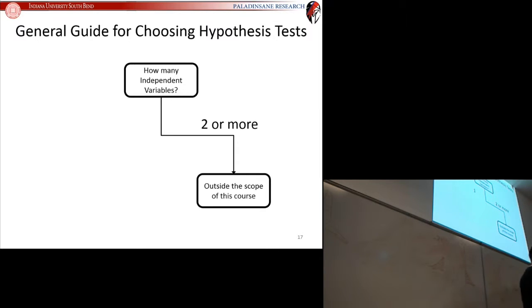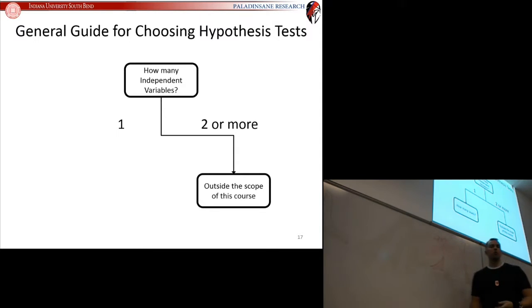What we are doing this semester is analyses that have 1 independent variable, 1 cause. The type of mother, that's the only cause we investigated. How did they phrase the question? That's the only cause we investigated. How long was the timeout? That's the only cause we investigated.